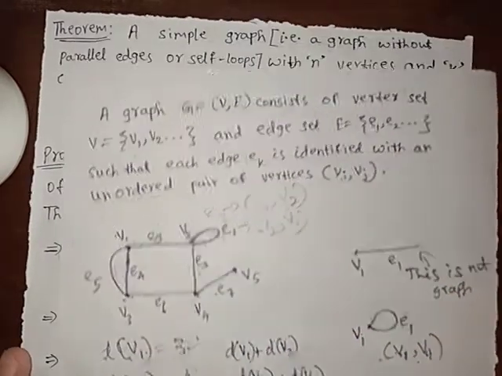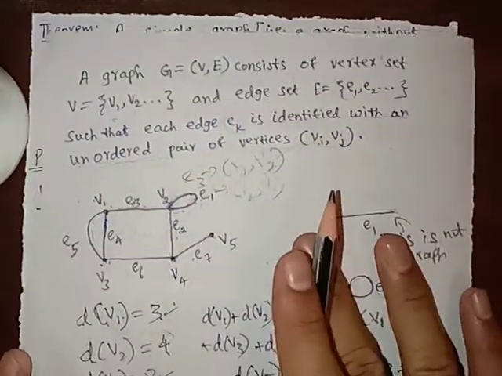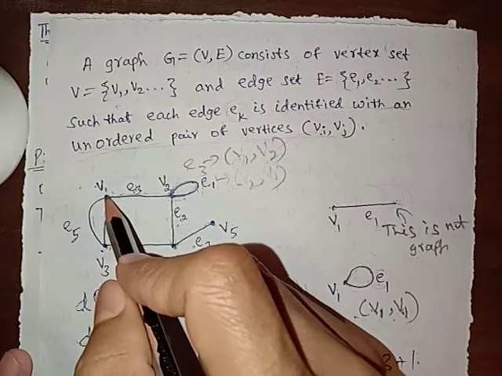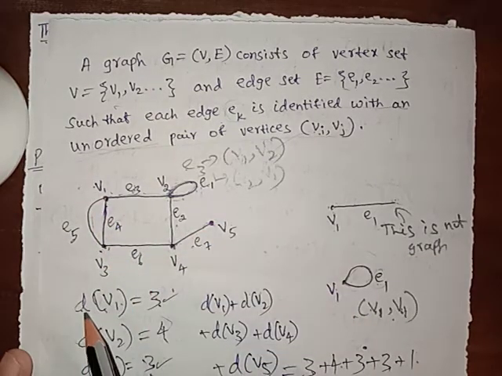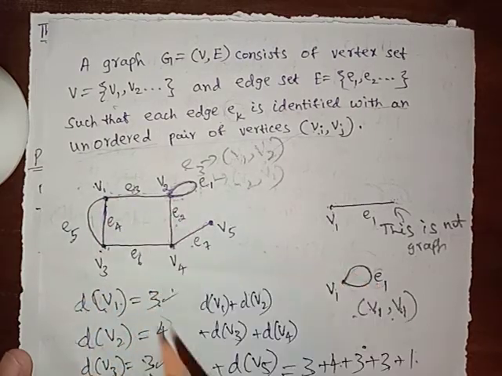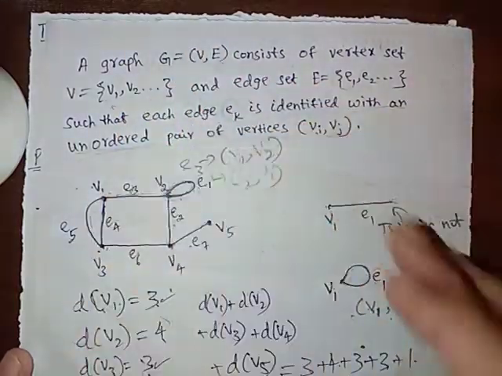Now, what is the degree of a vertex? For example, the degree of V1 is 3. Why? Because 1, 2, 3. Similarly, we can find the degrees of V2 and V3.